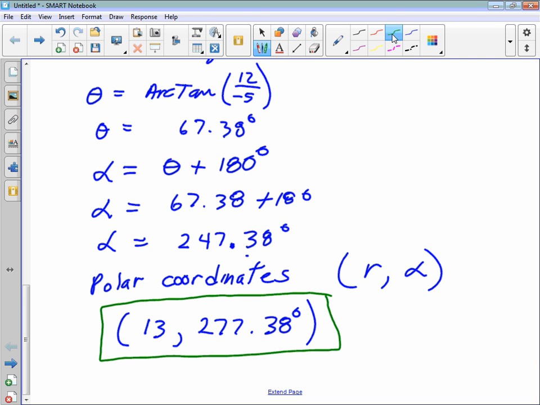Okay, let's see. We're almost 10 minutes in, so I think that's enough for today. Work through a few more of these examples until you're comfortable with rectangular to polar coordinate conversions.